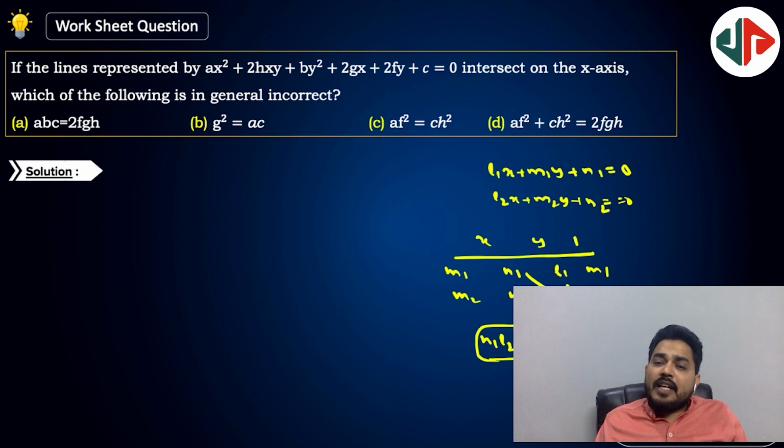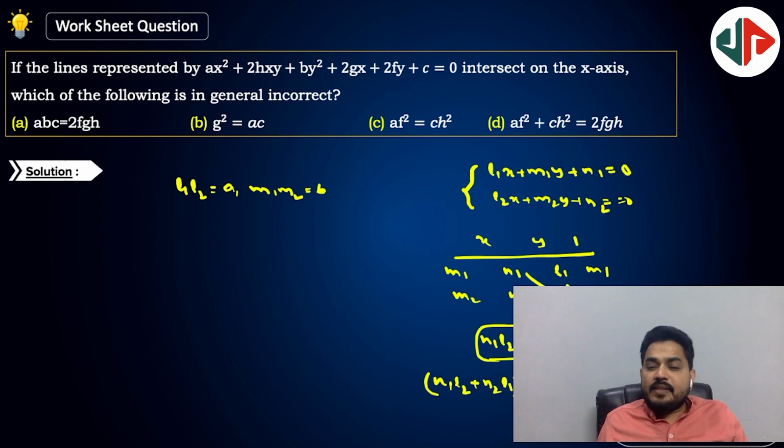From here on comparison, you will have L1 L2 equal to A, M1 M2 equal to B, etc. So from here what happened? Actually, (N1 L2 + N2 L1) whole square minus 4 L1 L2 N1 N2 is equal to 0. This value is 4G square minus 4AC is equal to 0. So G square is equal to AC.